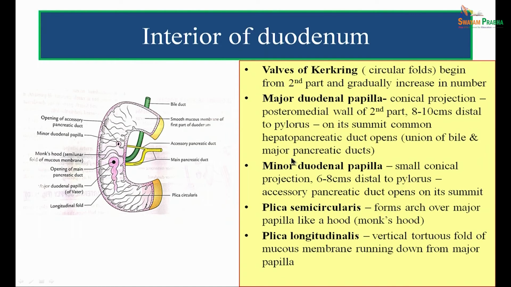So, these are the structures or features that you will see in the interior of the duodenum: valves of Kerckring, major duodenal papilla, minor duodenal papilla, plica semicircularis and plica longitudinalis.